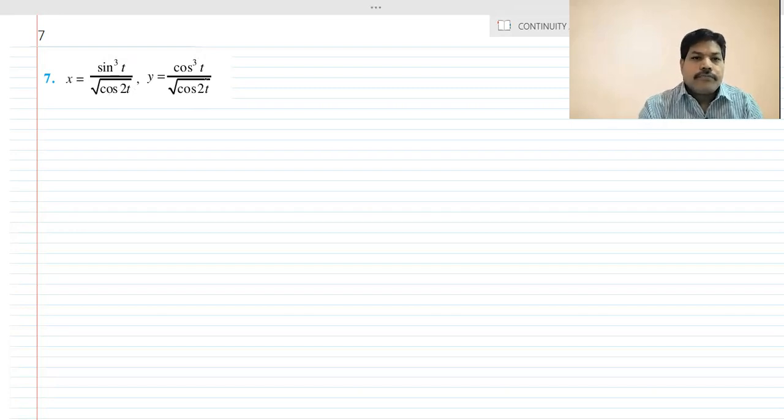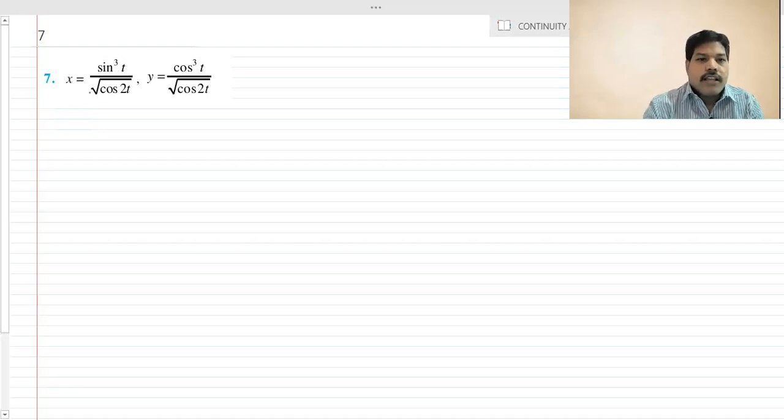So first I will take the x value. It is a lengthy question, but the process is the same. First we will calculate dx by dt and dy by dt value. After calculating these two, then we will calculate dy by dx. Here a number of functions are there.